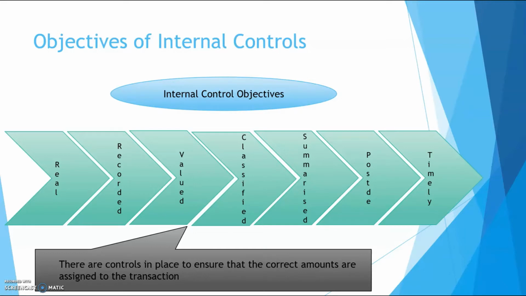Valued. There are controls in place to ensure that the correct amounts are assigned to the transaction. So how would this apply in real life? Let's think of an example where I'm making a sale to my best mate for goods and services, and I want to offer him a discount because he chose our business. Are there controls in place to stop every employee doing that?